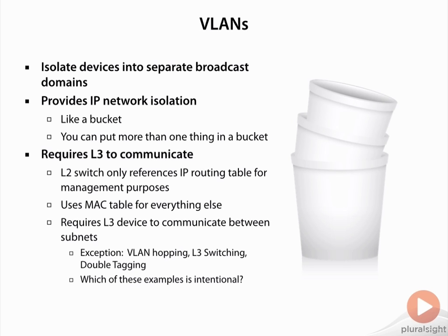Now, it does require layer 3 capabilities to communicate between those buckets. So the layer 2 switch, remember, the only reason it looks at a routing table is for maybe management purposes, trying to find a default gateway so that it can send packets back to your telnet session. But for everything else, it's a MAC address database that it's verifying addressing against and making decisions based on. So layer 3 devices are going to be required to communicate between our subnets.